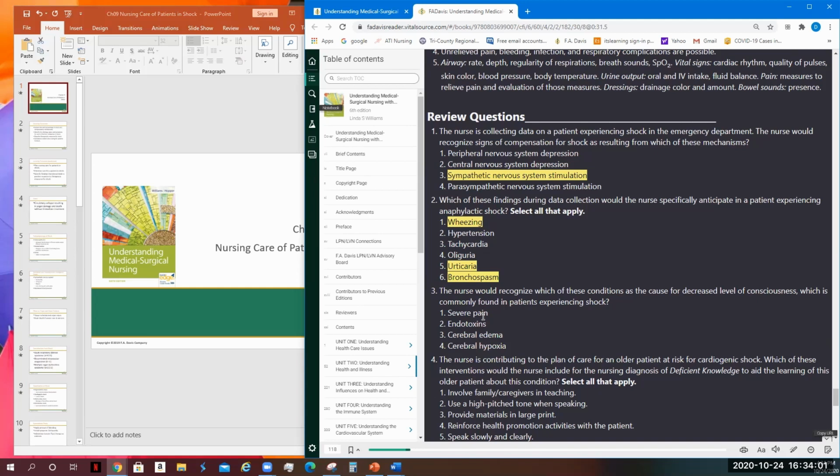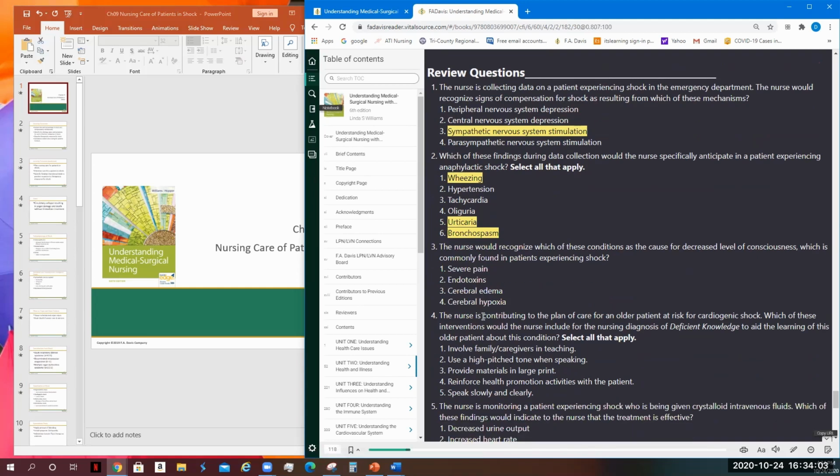Number 3, the nurse would recognize which of these conditions as the cause for decreased level of consciousness, which is commonly found in patients experiencing shock. Is it severe pain, endotoxins, cerebral edema, or cerebral hypoxia? And the answer is cerebral hypoxia.